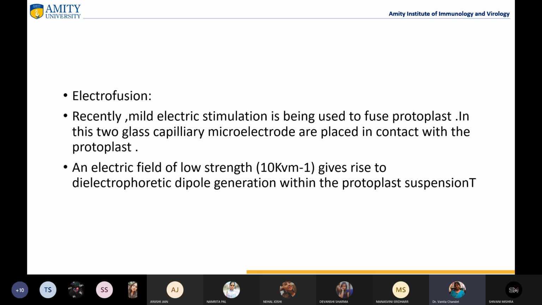We discussed this last time also: some mild electric stimulation can be used to fuse protoplasts, but for this we require some equipment, like an electroporator. Here, glass capillary microelectrodes are placed in contact with the protoplasts, and a very low electric field is applied, which gives rise to dielectrophoretic dipole generation within the protoplast suspension, and this makes them fuse together. This can only be done where we have this kind of equipment.